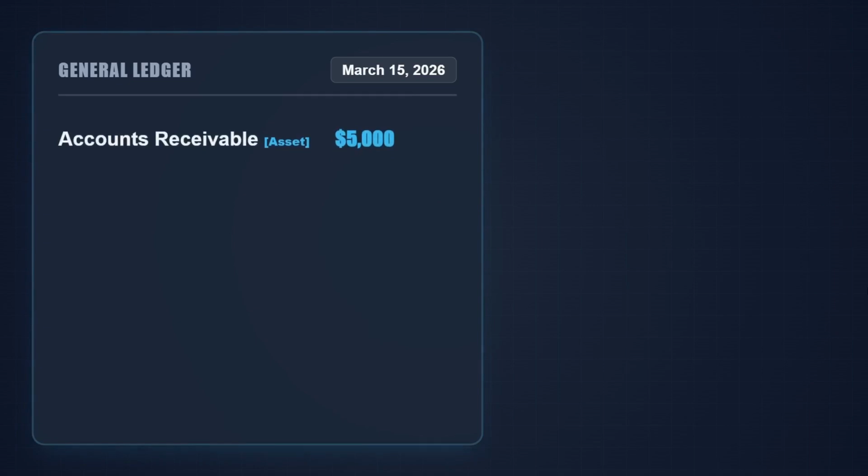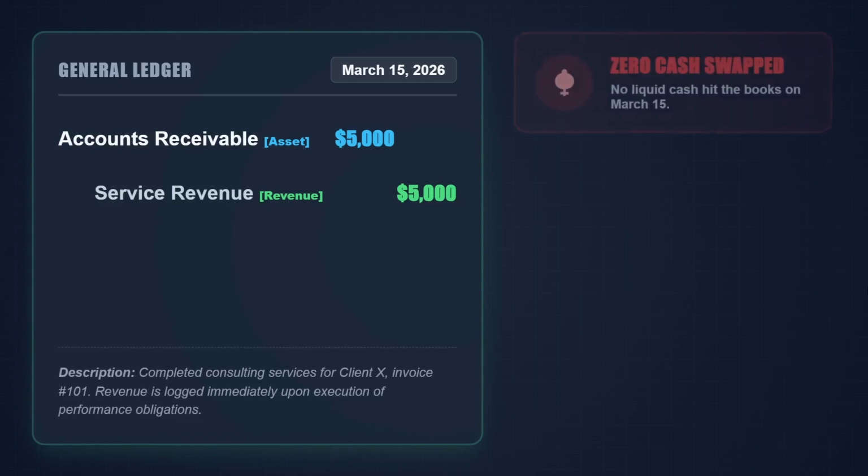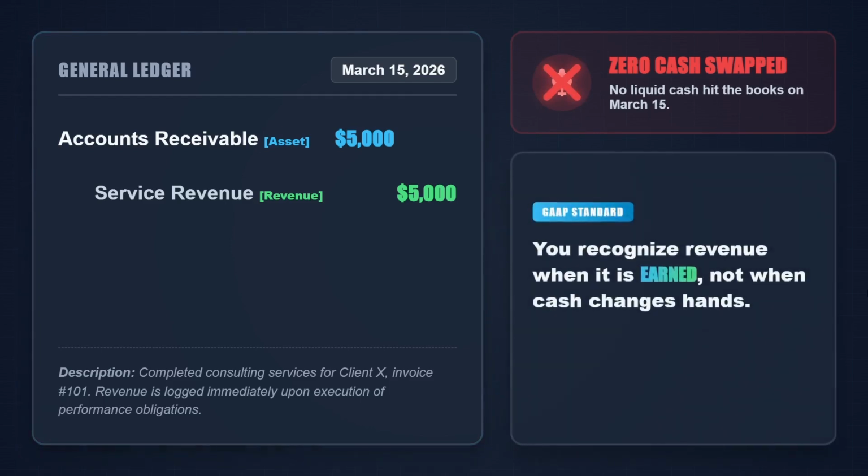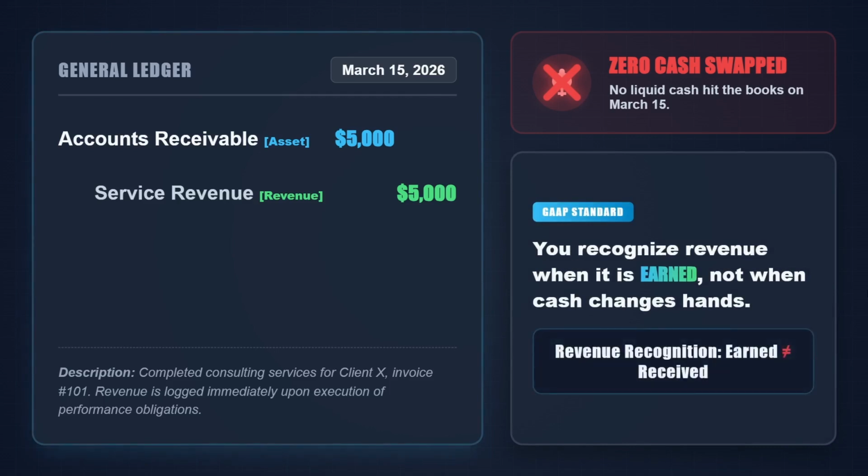Here's the entry that's blowing your mind. We are debiting accounts receivable, an asset, and crediting service revenue. But wait, where is the cash? This is Accrual Accounting 101. Under GAAP, Generally Accepted Accounting Principles, you recognize revenue when it is earned, not when cash changes hands. So if you completed the work in March, you record the revenue in March, even if the client pays you in April.